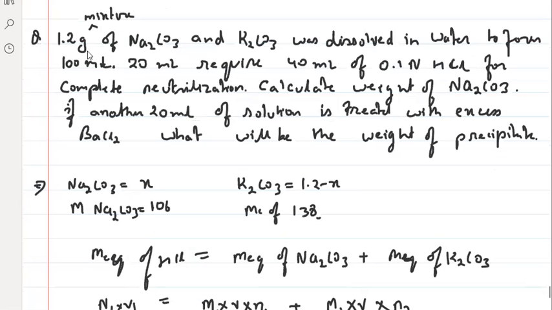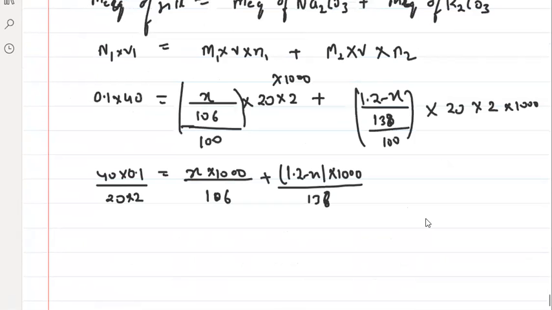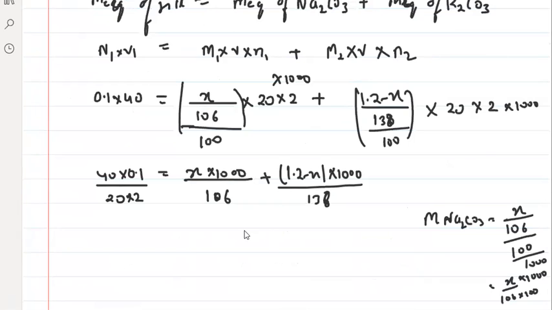Because this is the solution, first line. The solution is of 100 milliliter. So the molarity of Na2CO3 is the number of moles, which is X by 106, by volume. Volume is 100 by 1000. So it will come to X by 106 into 100 into 1000. Got it, everyone? So into 100, into 100, cancel, cancel. If you solve this, you will get something like this. 40, 40 cancel. This 10 will be divided over here. So 0.1.